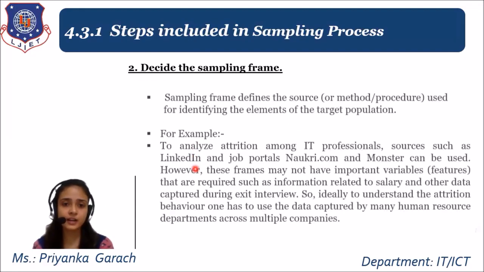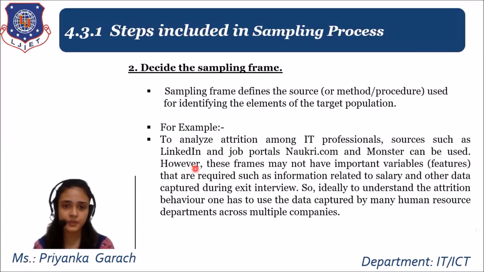The second one is decide the sampling frame. So sampling frame defines the source or the method, or we can say the procedure used for identifying the elements of the target population. So defines the source. The sampling frame defines the source. It means, just for an example, to analyze the attrition among the IT professional, sources such as the LinkedIn and the job portals, just like the Naukri.com and the Monster, can be used.